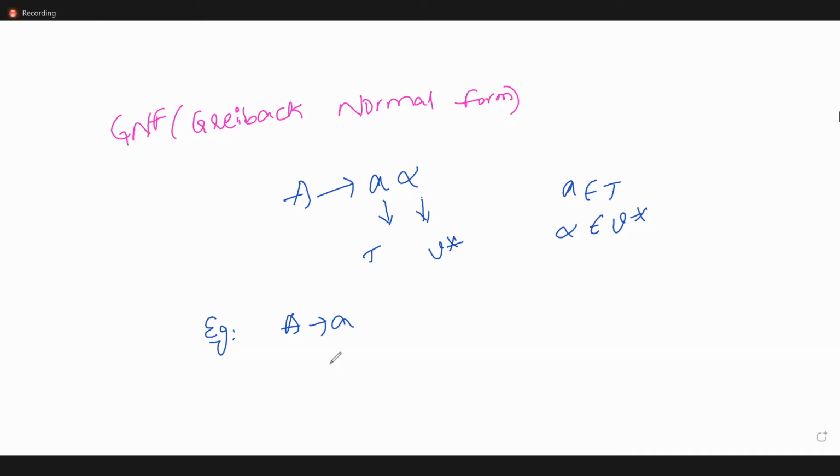Yes, right. Next, A to aX. Is it in GNF? Yes. A to aXY. a is a terminal. After that, you may have any number of variables. So, is it in GNF? Ma'am, so we should have at least one terminal for sure. Yes, not at least, exactly one terminal. That should be the starting one. After that, you may have any number of non-terminals, that is variables. Variables you may call non-terminals. Am I clear with this, ma'am?